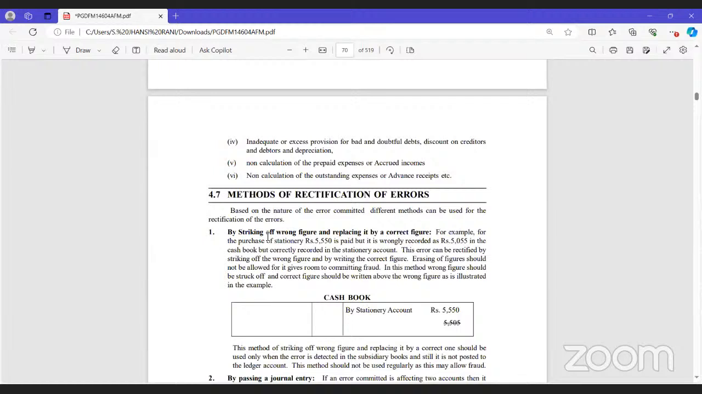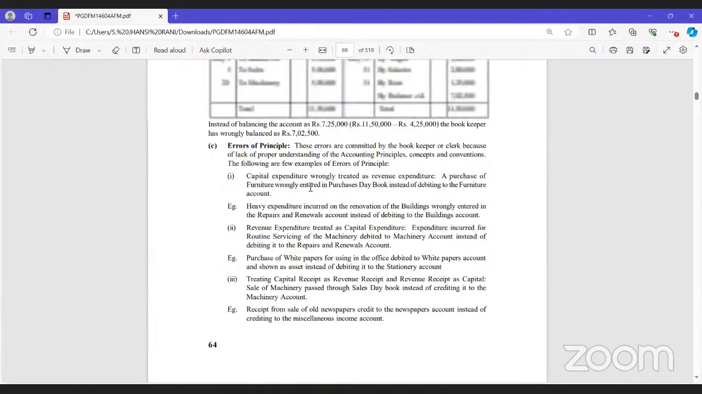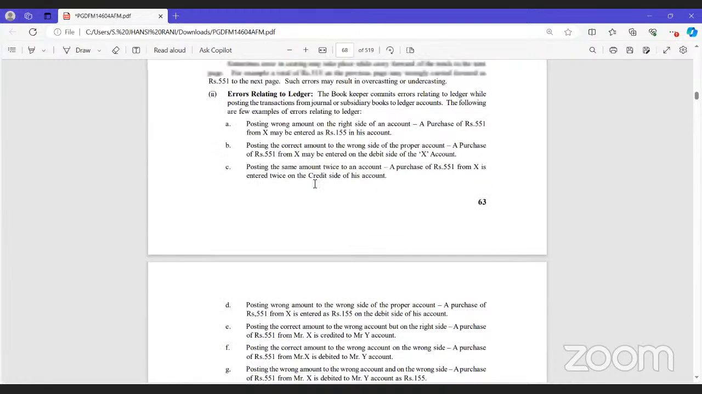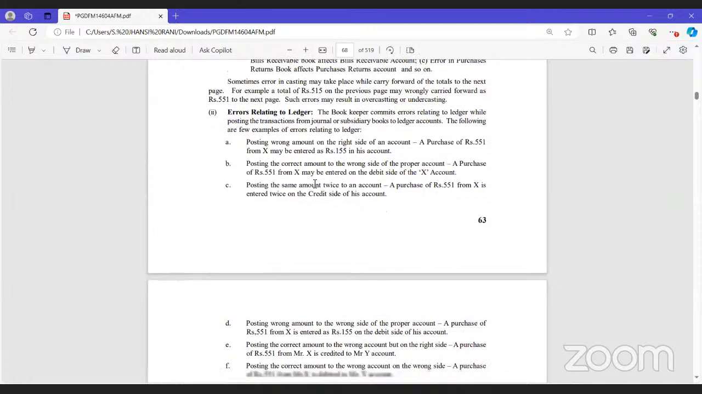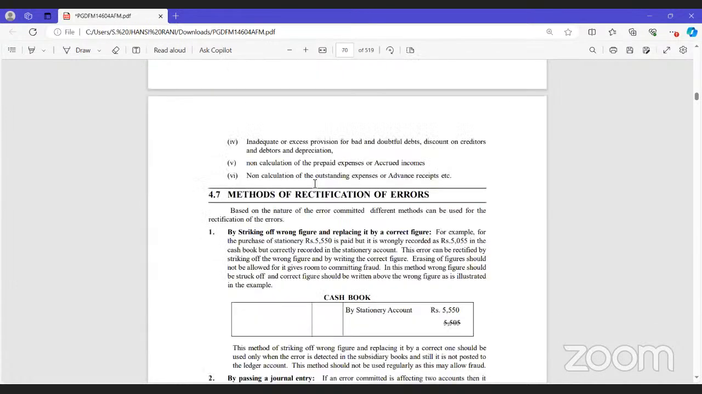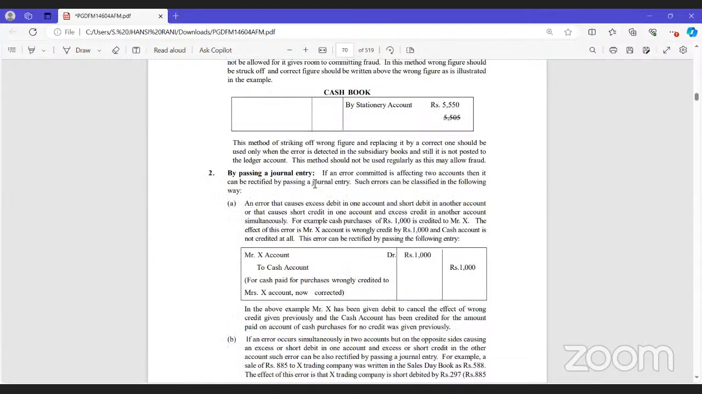So we have four types of errors: error of omission, commission, compensating error, and error of principle. Error of principle means writing the journal entry itself is a wrong thing. Whatever wrong journal entries have been written, we will rectify them. For example, instead of crediting the X account, we credited the Y account. Actually, we should not credit Y, but we have credited Y.